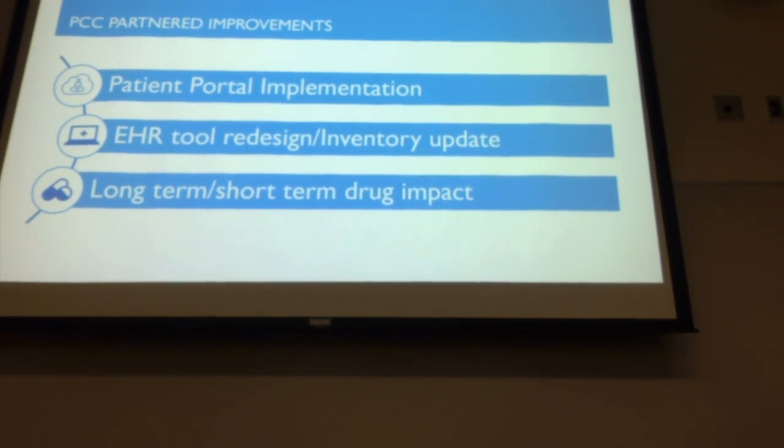The first is patient portal implementation. Vic went into detail about different practices that use the patient portal for sick visits. I'm going to be talking more about the well visit side of that and how to use it for well visits, and then a little bit for sick visits. Second is EHR tool redesign and inventory update. This affects mostly flu shots and just will allow for MAs and providers to select drugs and vaccines faster, and then long-term and short-term impact of drugs so that there isn't irrelevant medical history within someone's chart.